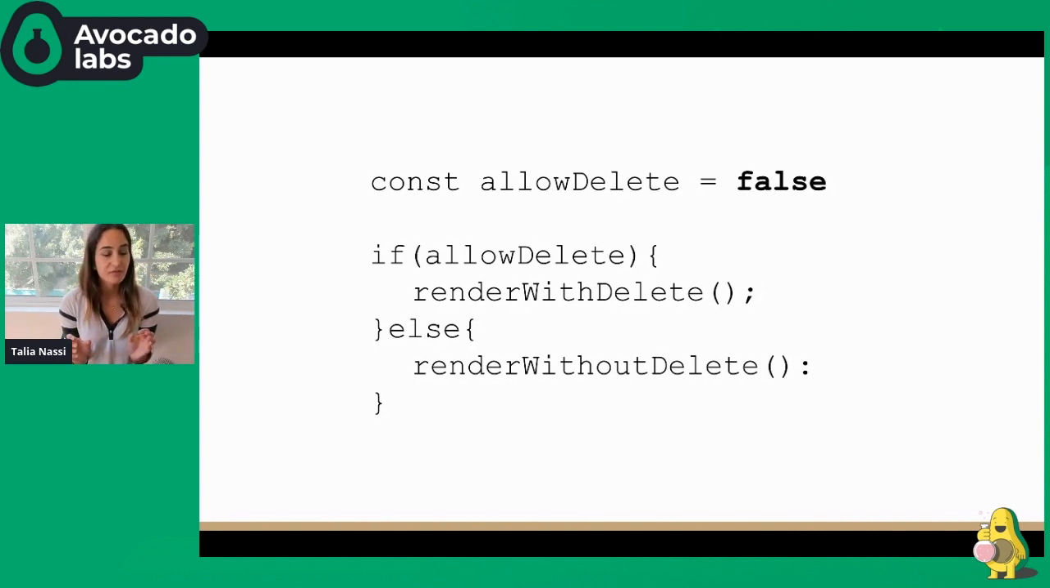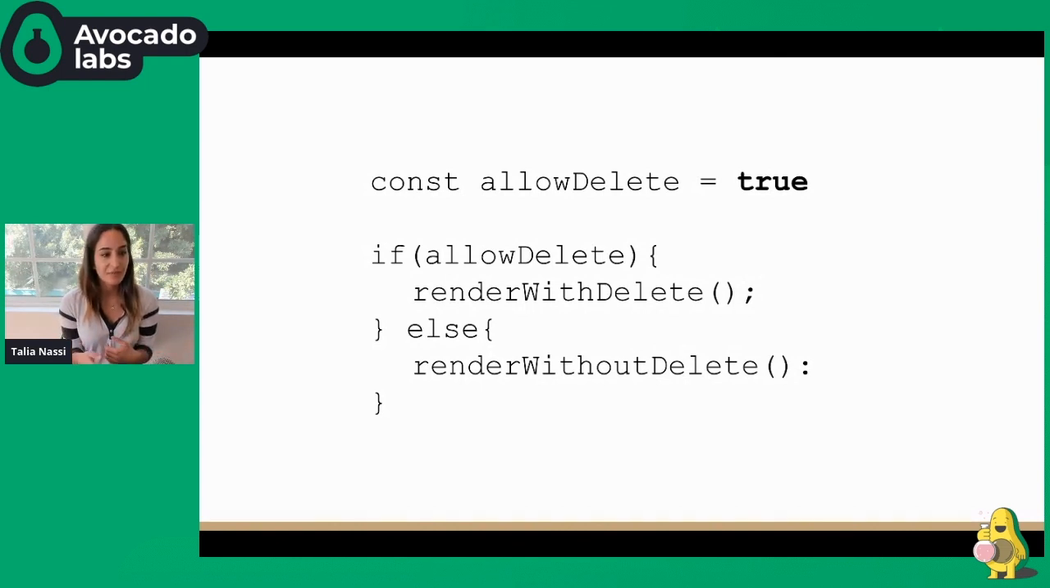So if we allow you to delete, then we're going to render the delete button. And if not, we're going to render without delete. But by default, it's set to false. And then when I test this feature locally, I flip this Boolean to true. And then once the backend is ready and I want my users to be able to see the delete button, then I just push this with the commit with allow delete equal to true.